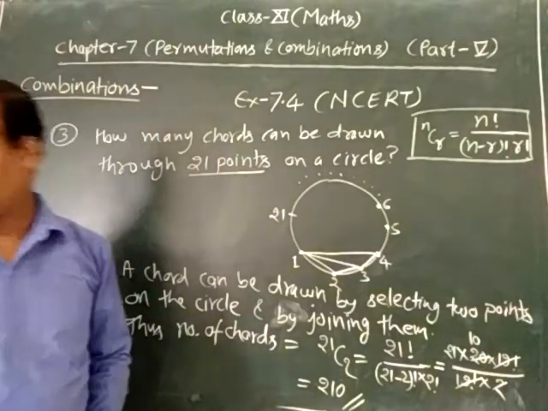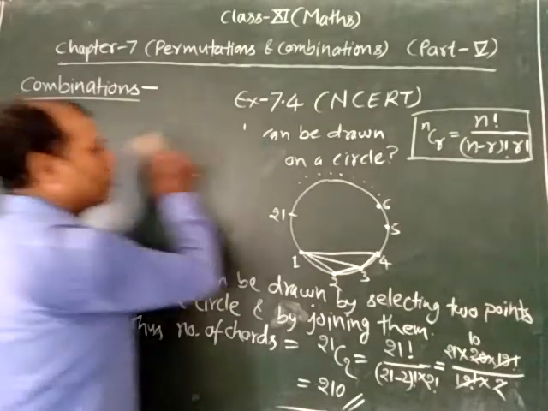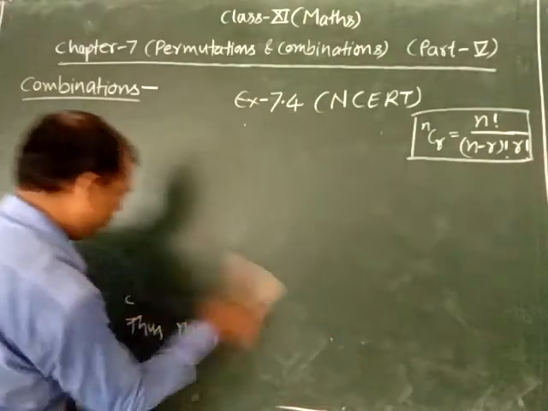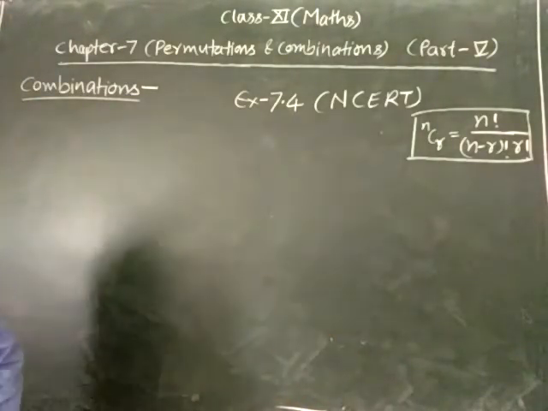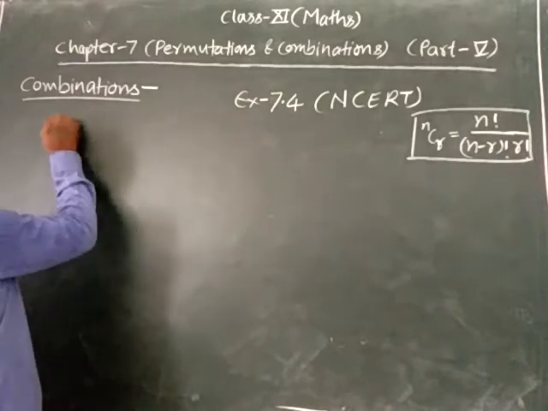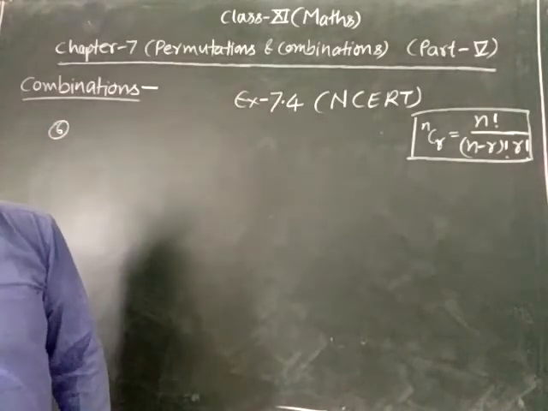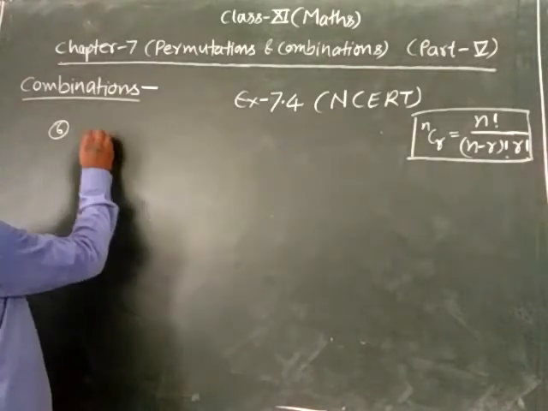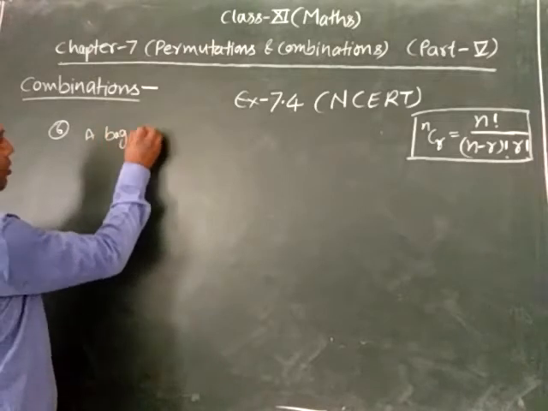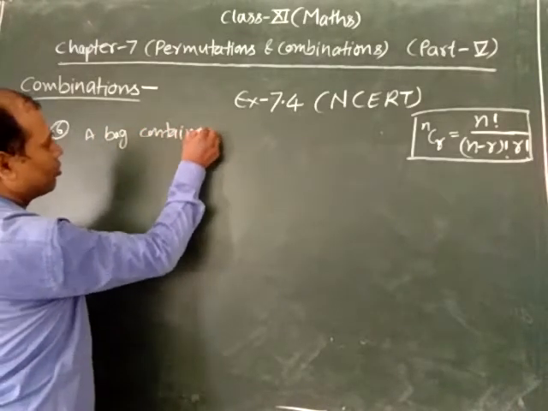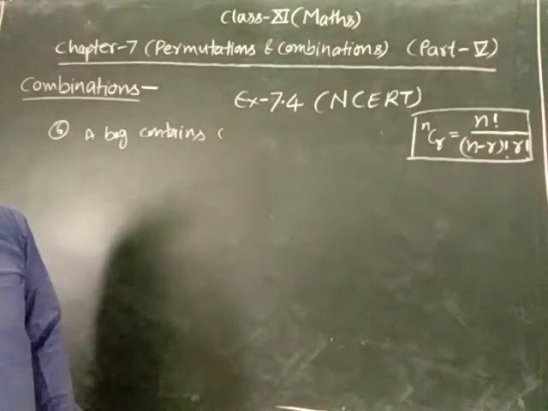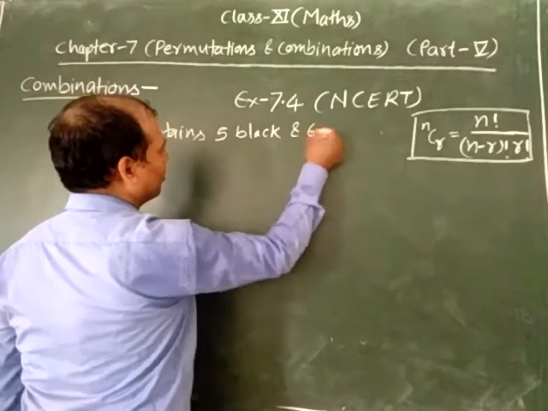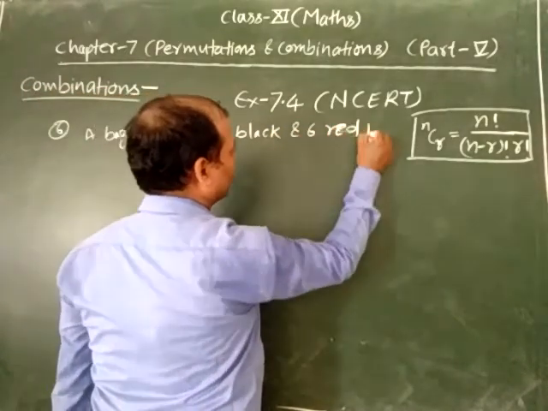Now we are going to discuss another question, question number 6. In this question, it is given that a bag contains 5 black and 6 red balls.